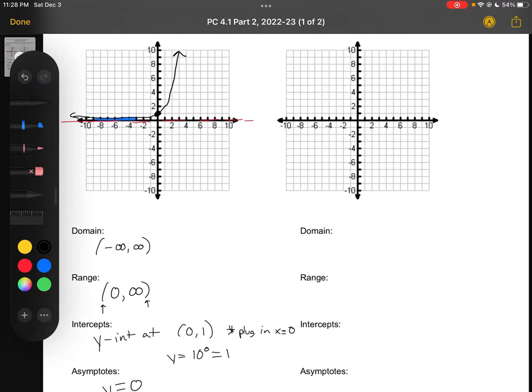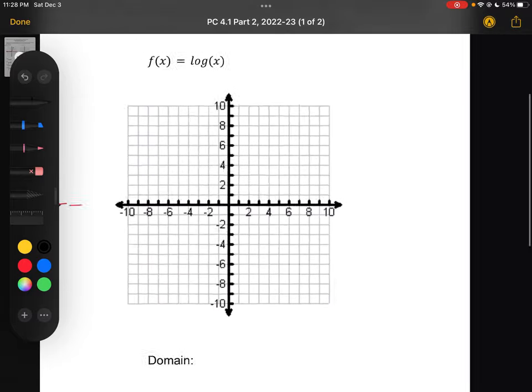Tomorrow we're going to talk about shifting them and moving them around, but just for the basics, for right now, in this moment, that's what we are looking at.